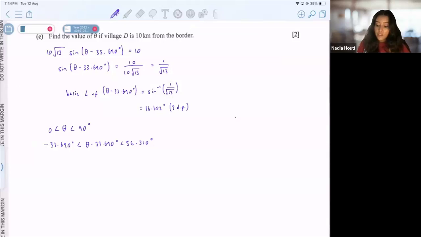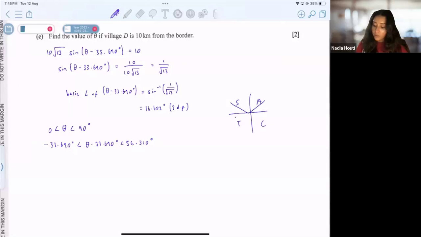So this is just the range that we're going to look at. Why is this important? It means for the angle theta minus 33.690, we're only going to be interested in values that give us an angle between this and this. So it's a pretty small range. When we draw the ASTC diagram, because we have sine and it was a positive ratio, 1 over square root 13, we will look at these two quadrants.